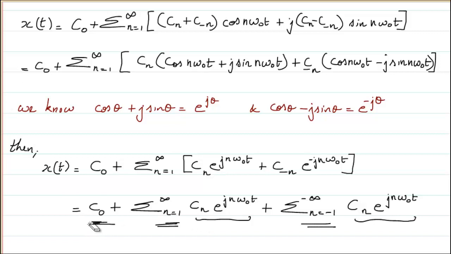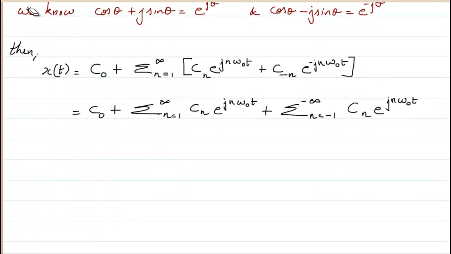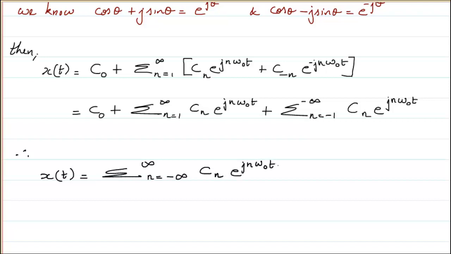All of them can be combined into a single equation now, because now n is going from minus infinity to plus infinity, and n is equal to 0. All of them are going together. So I can write that therefore x of t, the new equation that I am going to write, is the summation for n equal to minus infinity to plus infinity of Cn e raised to power jn omega naught t. You put different values of n, you can expand it into this form.